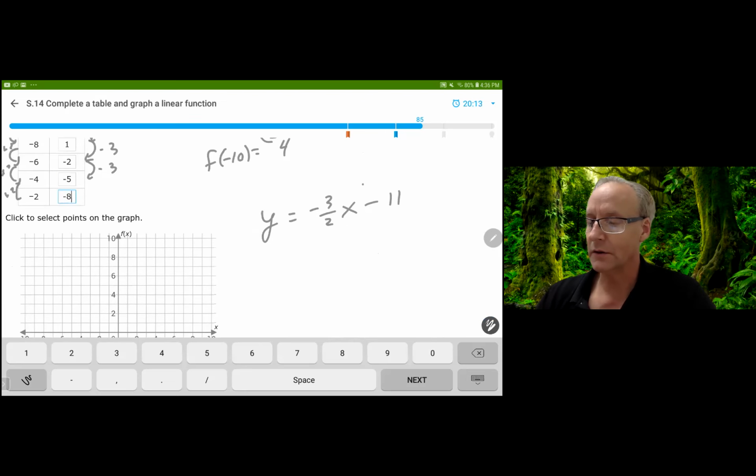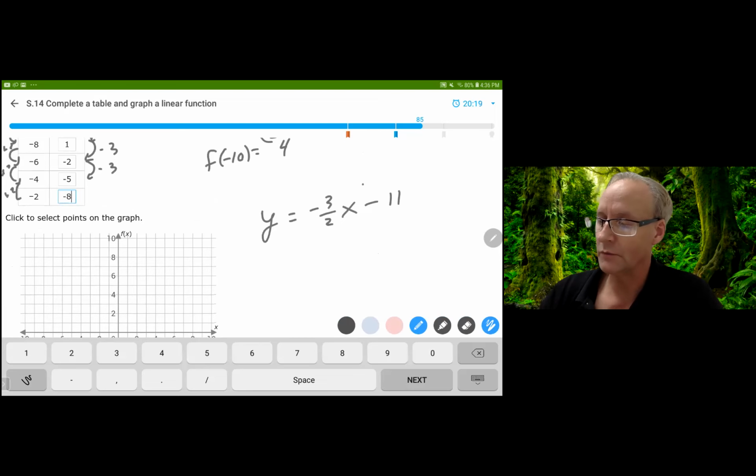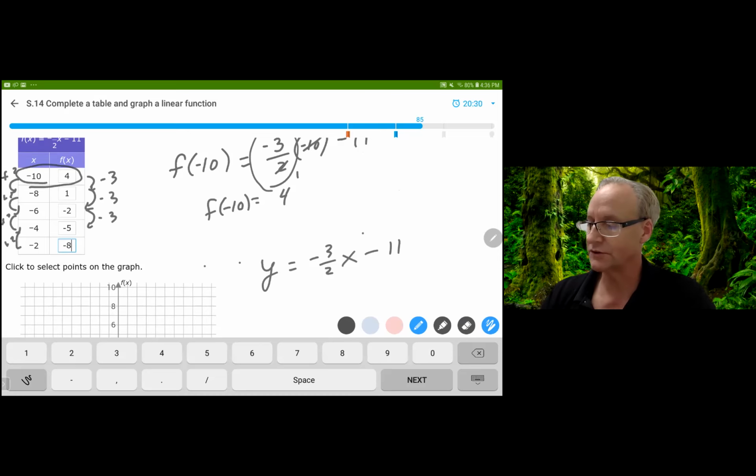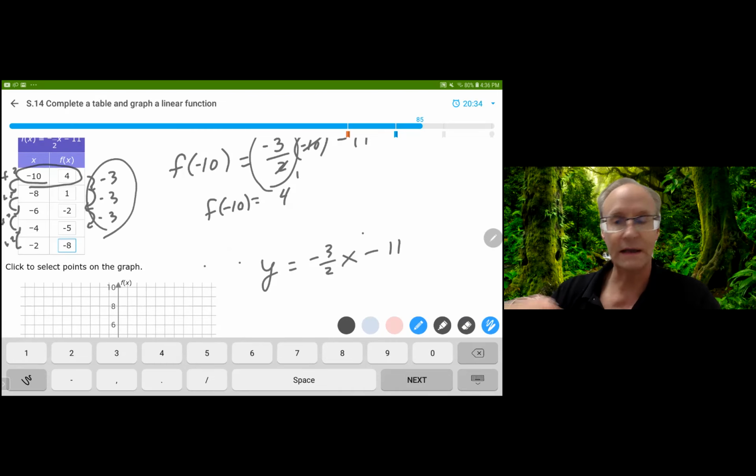But what I can do is pick any one of these points. I'll pick this first point that I started with. Let's go ahead and pick that first point, negative 10, 4. And I just want to show you something. I'm going to show you physically what we did with the numbers here. So one of my solutions is negative 10, 4.